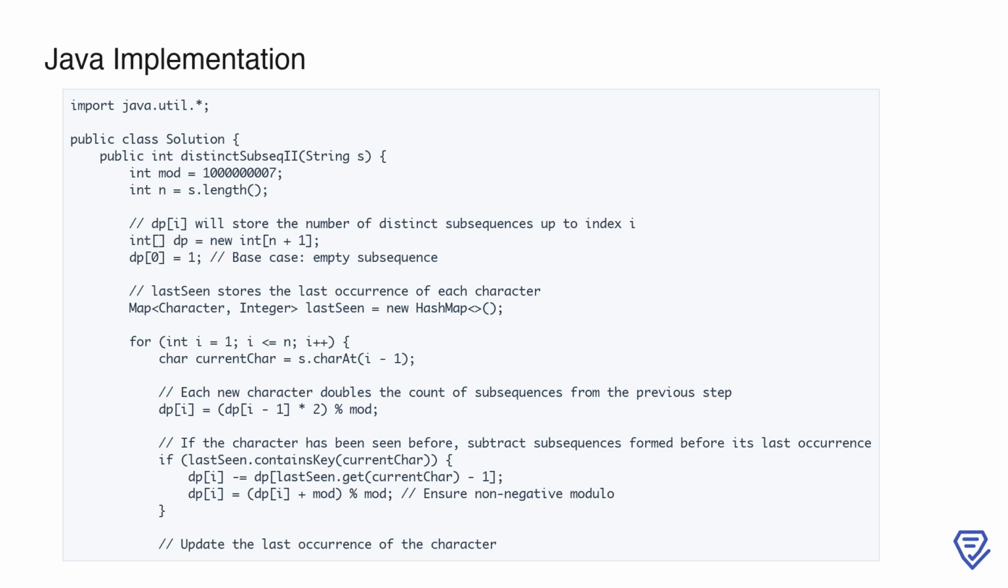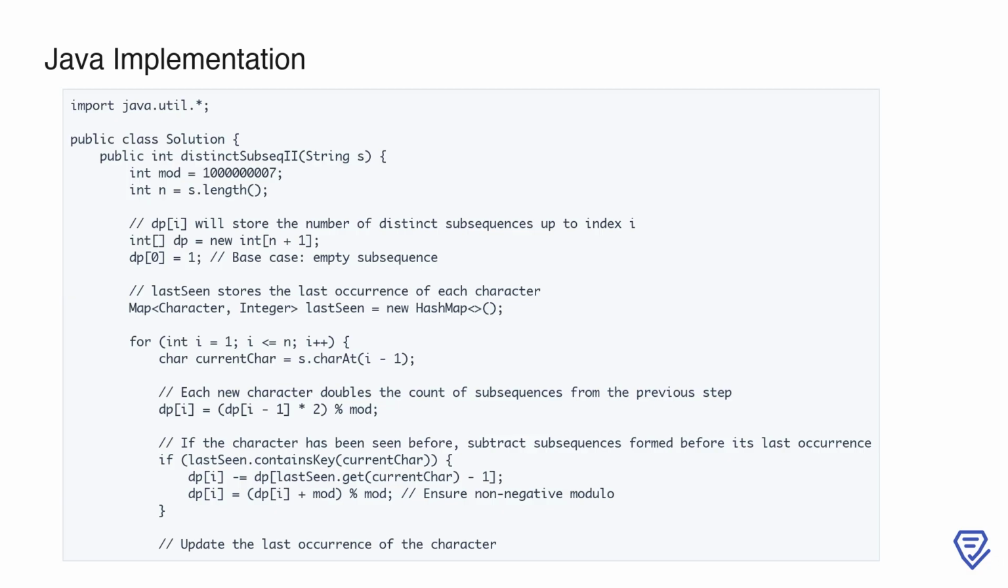Next, we initialize a last seen map to keep track of the most recent index where each character appears. This helps us efficiently manage duplicate subsequences caused by repeating characters. Now, we loop through the string, processing each character one by one. For the current character, current_char, we calculate DP[i] by doubling the count of subsequences from the previous index, DP[i-1], and taking modulo mod to avoid overflow.